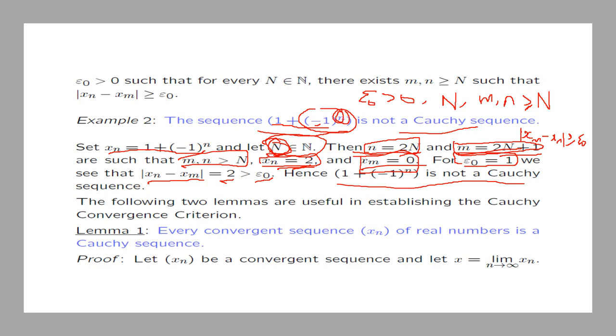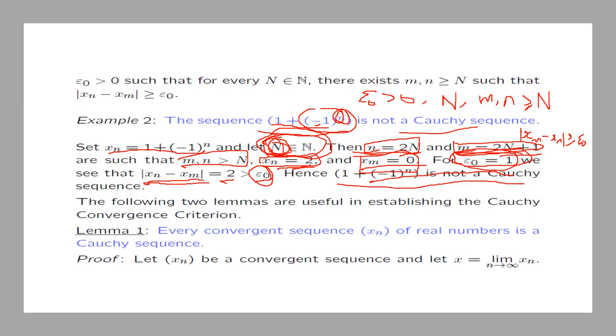So what we have done is that for every natural number N, we have got two natural numbers, small n and small m, which are bigger than that natural number, and that the distance between xn and xm is bigger than epsilon 0. Remember, we have set our epsilon 0 to be 1. So the conclusion is that this is not a Cauchy sequence.